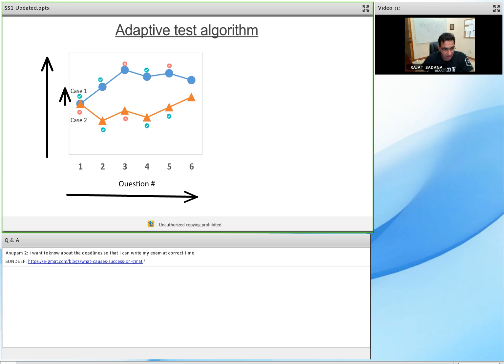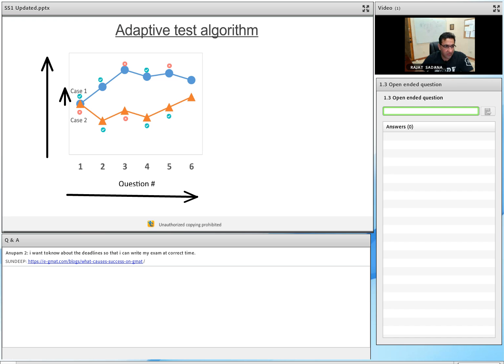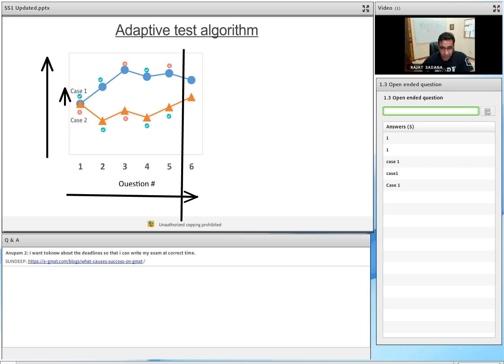Now, at the end of question number 5, if I were to end this test, so if I were to really just block this test, who do you think would be doing better? Is it student 1 or case 1 or case 2? It's case 1. Why is it? Why does the test consider case 1 or student 1 to be better?